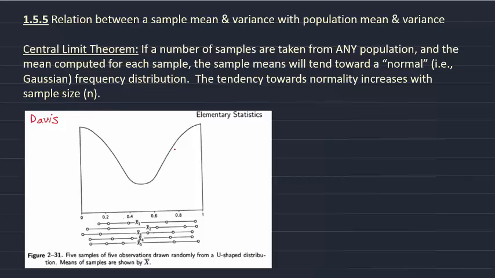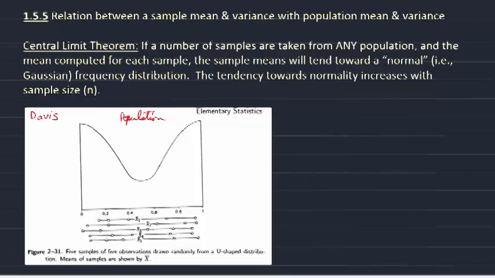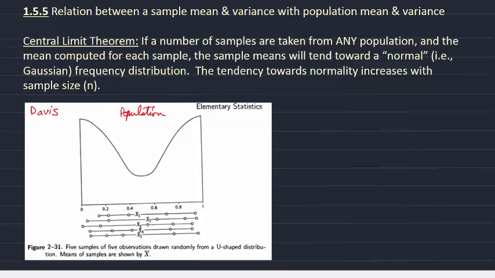And what this shows is the population. As you can see, the frequency distribution of the population is not Gaussian. It's most frequent on the edges of this diagram, unlike a Gaussian population. And here's an example of 5 samples of 5 points each. So M, for some reason my pen wants to draw down there.